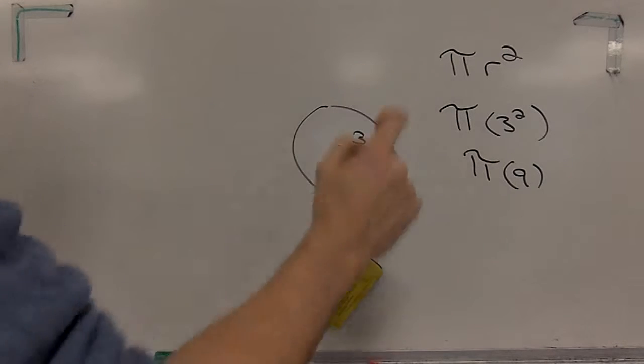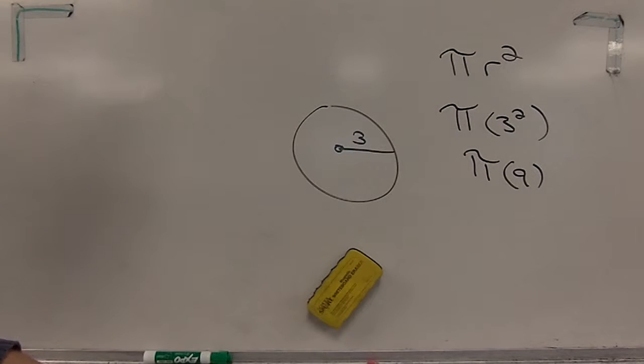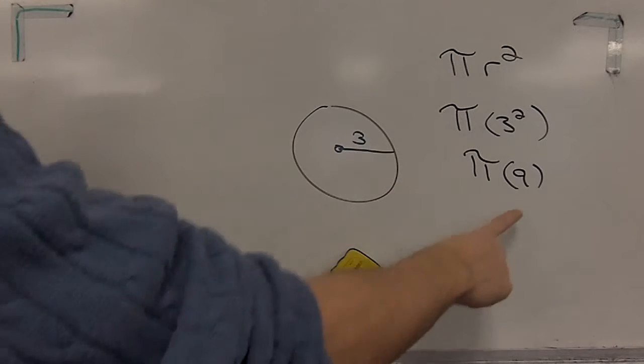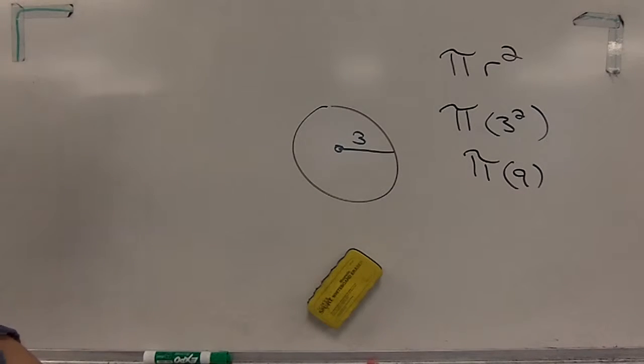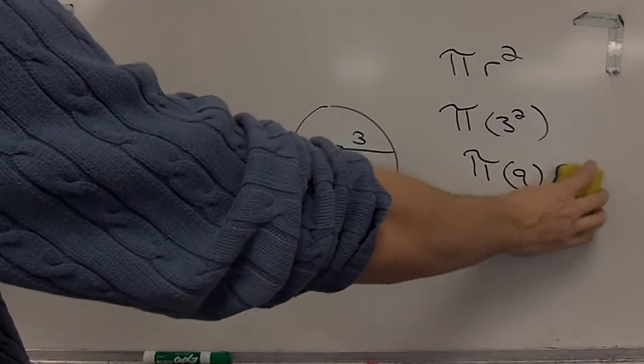So pi r squared is the area formula for a circle. Make sure you write that down, take notes on that. And then this is how you would use it. And of course you would want to multiply 9 times pi and finish that up.